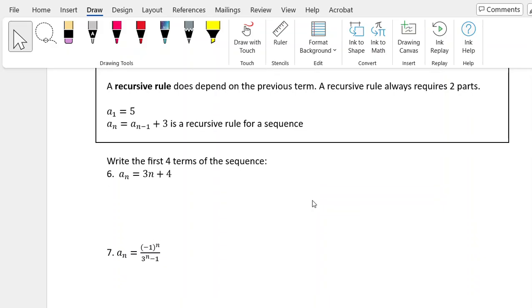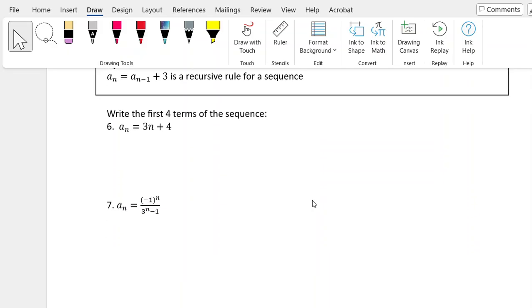So let's do some examples. We want to write the first 4 terms of the sequence. Our first sequence is a sub n equals 3n plus 4. So this is an explicit formula. I'm going to plug in the term numbers 1, 2, 3, and 4 into n to get the terms. So my first term is going to be 3 times 1 plus 4, which is 7.